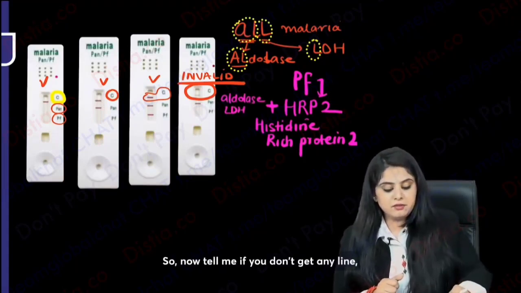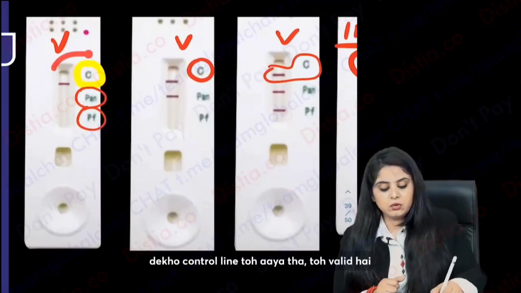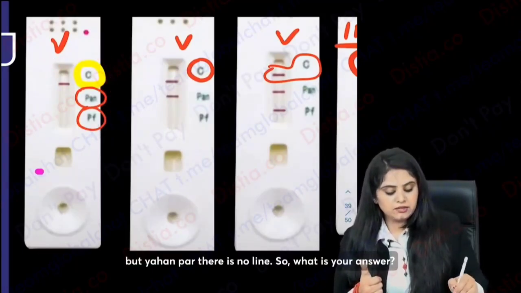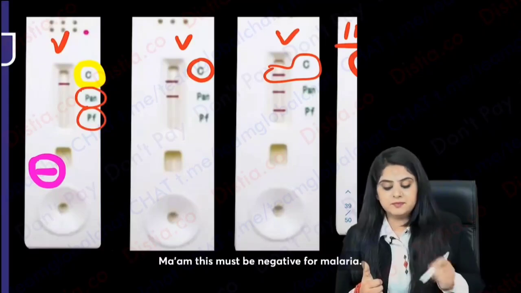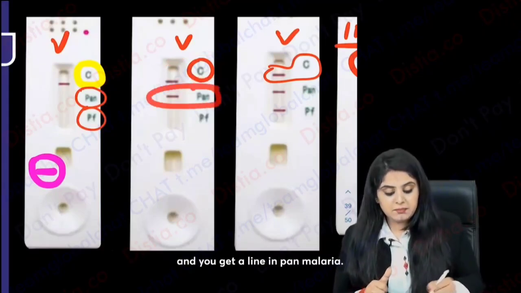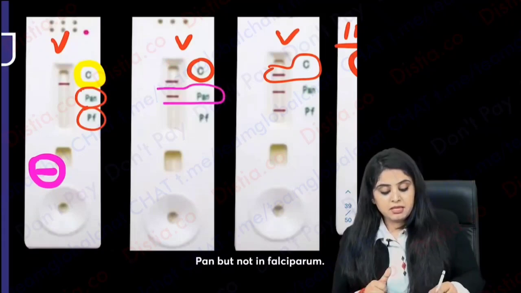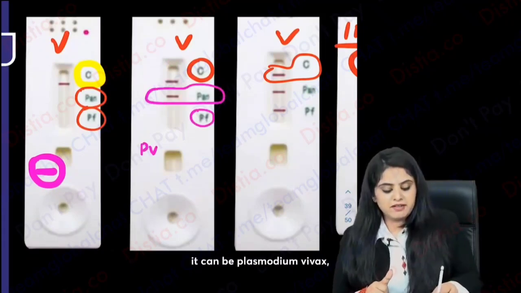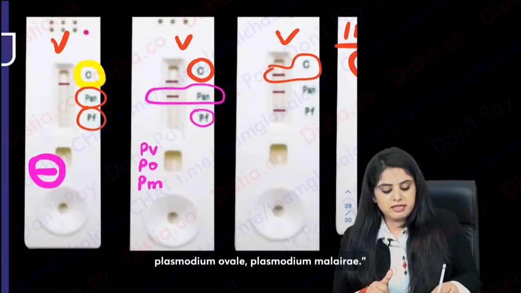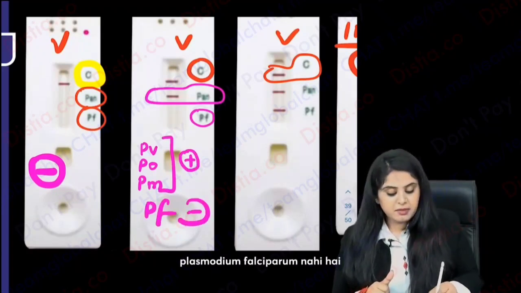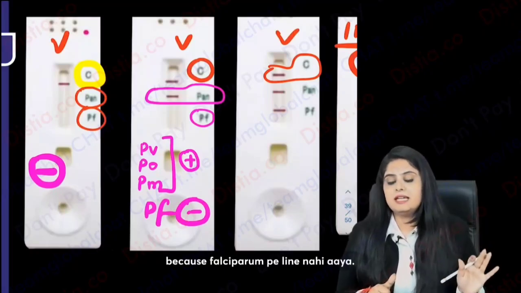So now tell me, if you don't get any line, look, the control line did come, so it is valid, but here there is no line. So what is your answer, ma'am? This must be negative for malaria. Here you get a control line, valid, and you get a line in pan malaria, but not in falciparum. You'll say, ma'am, it can be anything: Plasmodium vivax, Plasmodium ovale, Plasmodium malariae. But one thing is certain, it is not Plasmodium falciparum, because falciparum did not give a line.